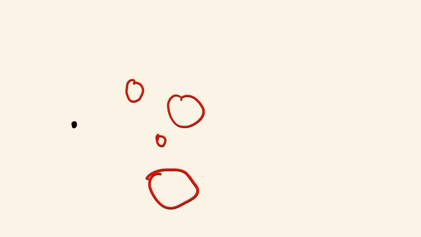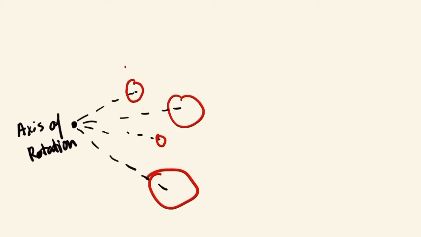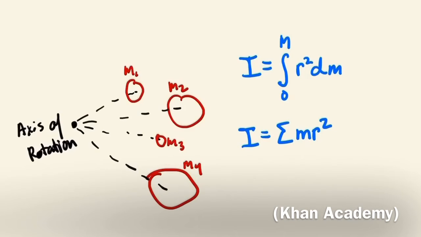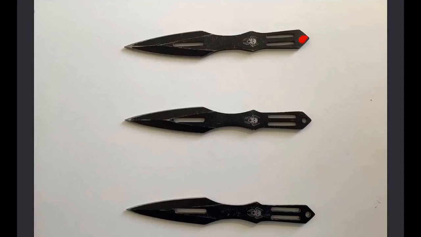To simplify this a bit, we can look at a less complex system. In this system, we have 4 blobs of mass at different radii from the rotation axis. Here, we can replace the integral with a summation. Add up each mass and radius squared, and we get a value for the moment of inertia. The larger the moment of inertia, the harder something is to move.